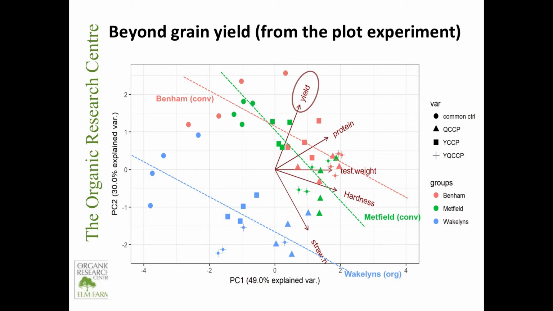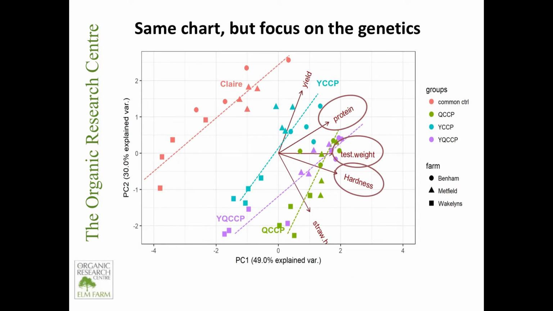What was then starting to come out is that protein, test weight, and hardness are much more improved in the populations. And the other interesting thing was how dependent they were on straw height. We took this even further, to focus more on the genetics. So this is again looking at Claire, the common control we were using, and then the blue is the yield population, the purple is the yield and quality, and the green is the quality one.